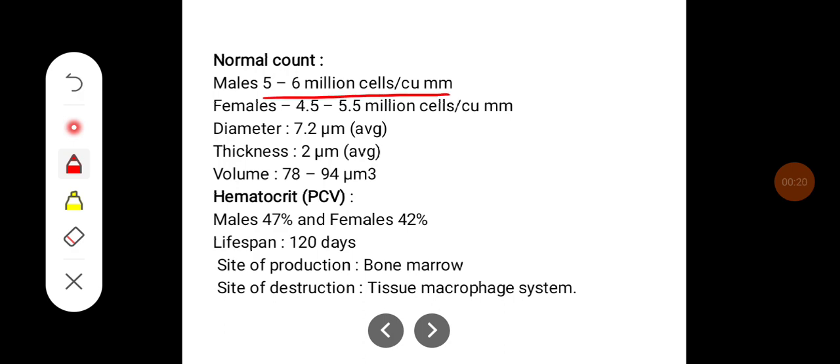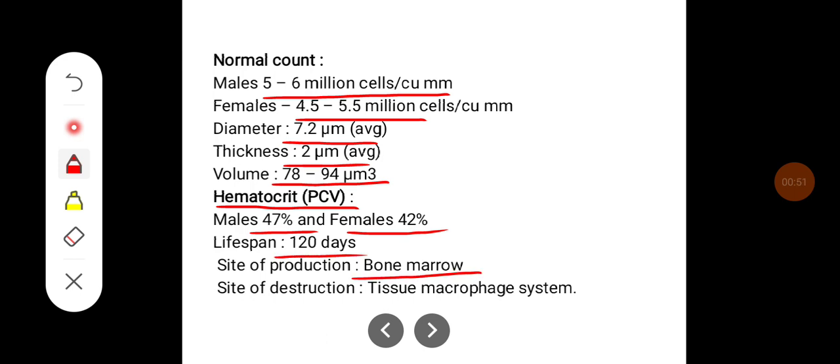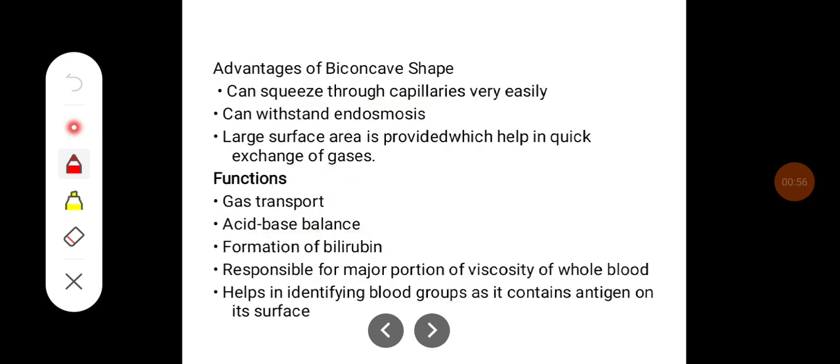In females it is a little less, and the diameter is around 7.2 micrometers, average thickness around 2 microns, and the average volume is around 78 to 94 cubic micrometers. And hematocrit, that is packed cell volume, in males is around 47%, and in females it is a little less, that is around 42%. Lifespan of RBC is around 120 days, and the site of production of RBC is bone marrow, and the site of destruction is usually the tissue macrophage system.